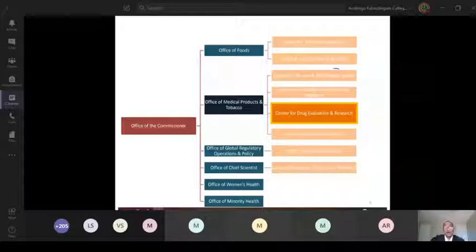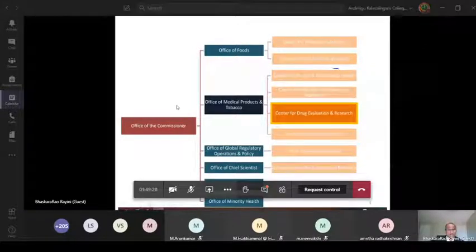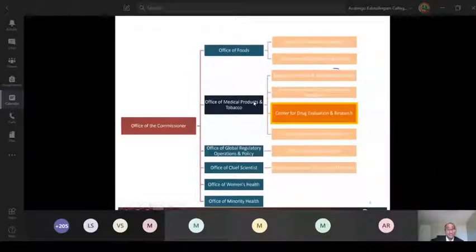In the last few slides, I'm going to depict the FDA structure. The Office of the Commissioner has the Office of Foods, Office of Medical Products, Tobacco, Global Regulatory Operations Policy, Office of the Chief Scientist, Women's. Now you can see here the Office of Drug Evaluation, they call it CDER, Center for Drug Evaluation and Research. This is meant for the generic industry and small molecules. When you go to biologics, it is called the Center for Biologics Evaluation and Research, CBER.